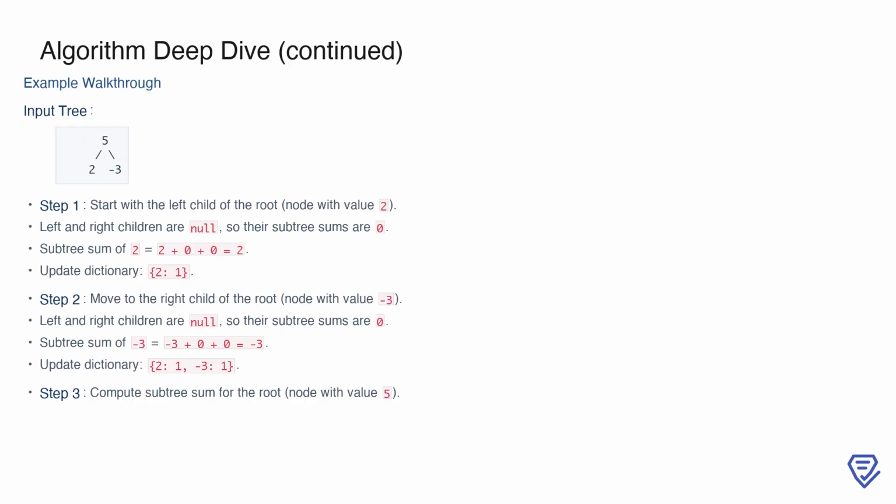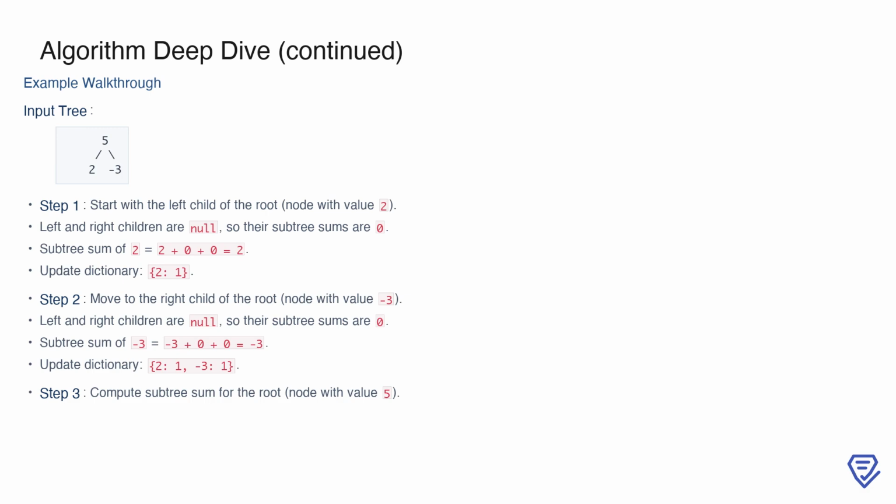Next, we move to the right child of the root, which has a value of -3. Just like before, its left and right children are null, so their subtree sums are 0. The subtree sum for this node is -3 plus 0, resulting in -3. We update the dictionary again, adding -3 with a frequency of 1.